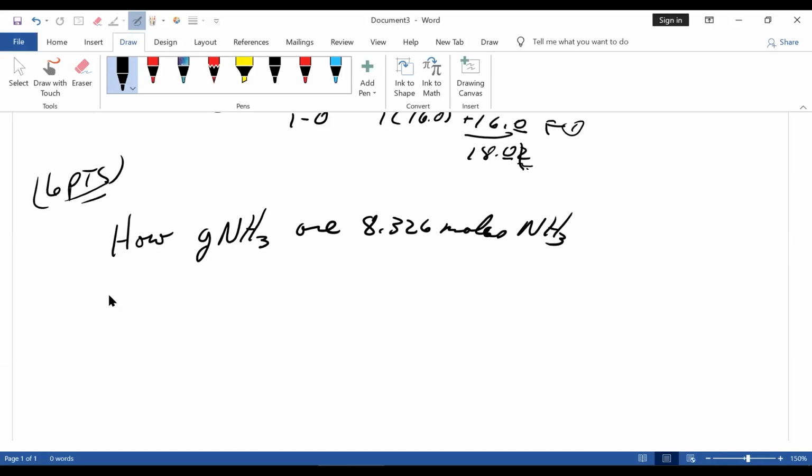And sometime in your future, if you see this, it might say 6 points. How many grams of ammonia are in 8.326 moles of ammonia? Since you don't have a periodic table, I'll help you out. The atomic weight of nitrogen is this. Atomic weight of hydrogen is this. Why don't you try doing this one on your own?